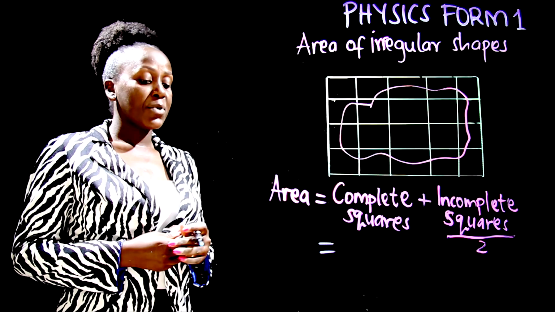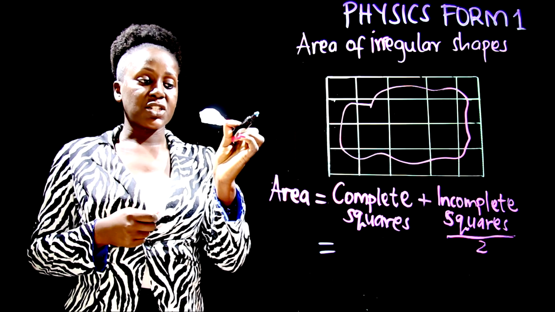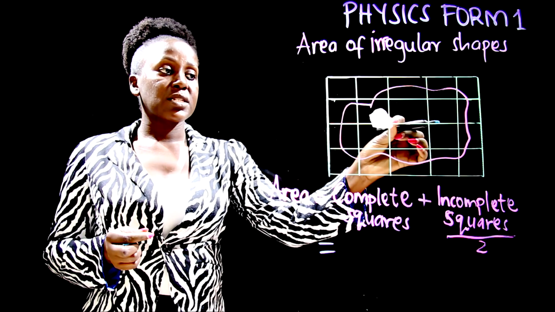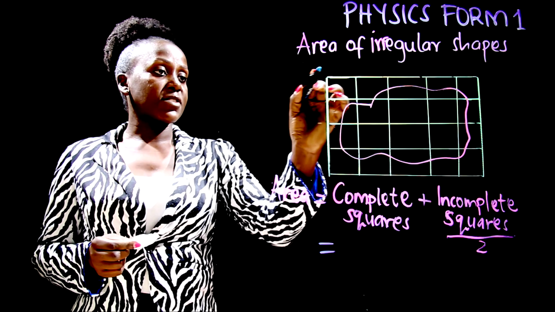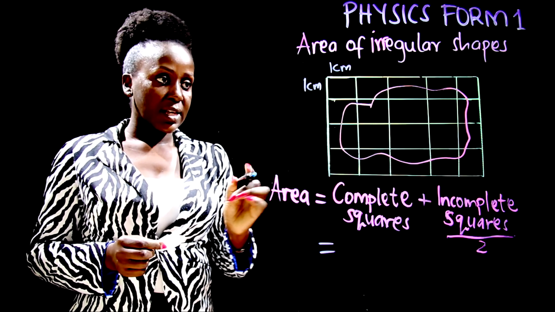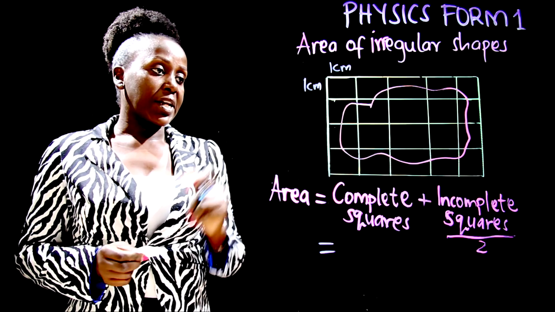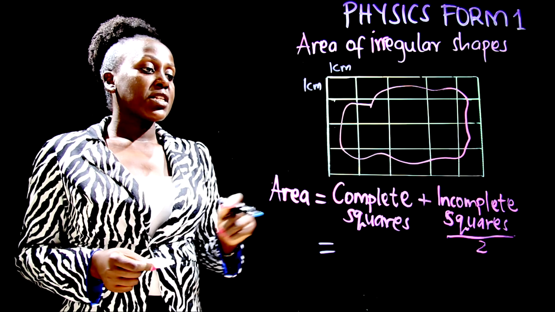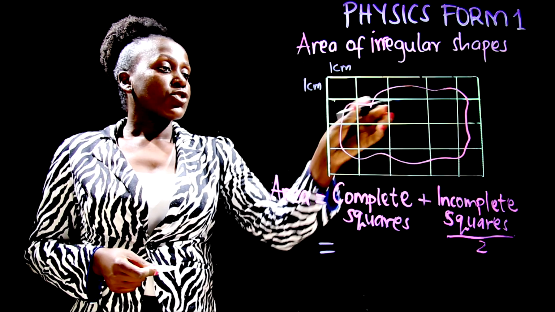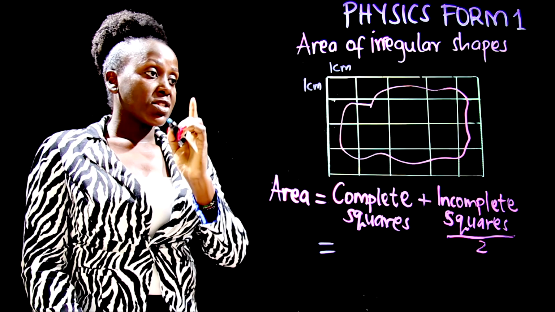Now, if you have a shape that is irregular, like this piece of paper, it does not have a definite shape. So for you to determine its area, you would have to place it on a grid that has 1 centimeter by 1 centimeter boxes. Now, after placing it or tracing it on the grid, you will start by counting the complete squares. So you can see our pink shape here. So inside it, we have some squares that are complete. So we will count them first.